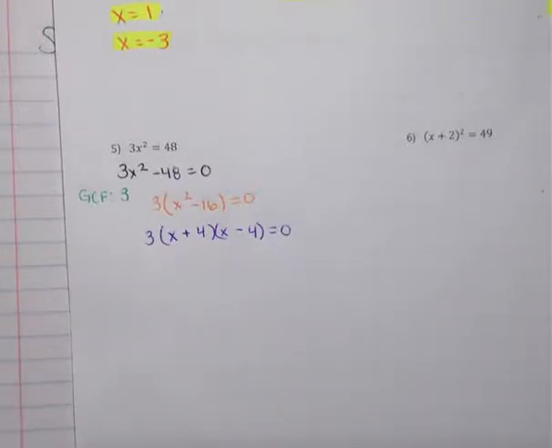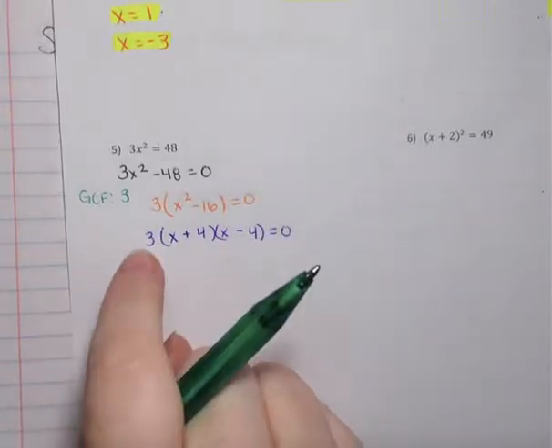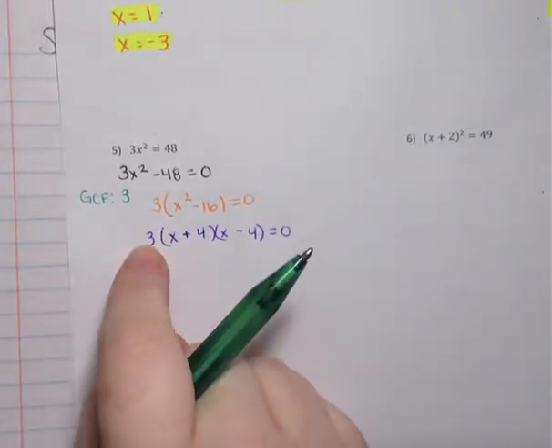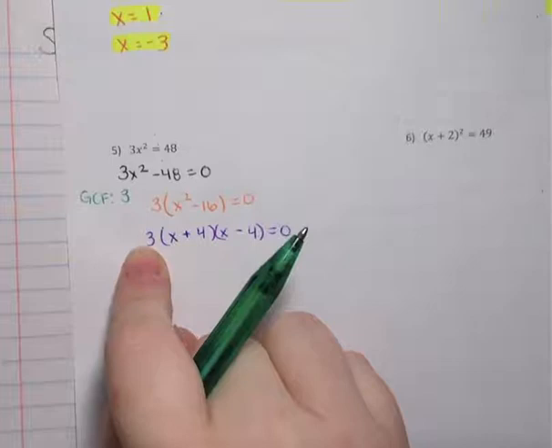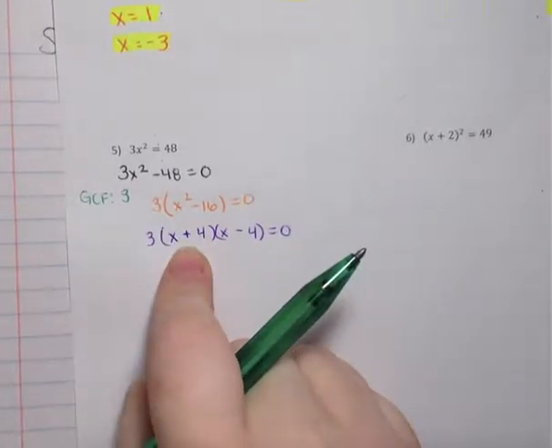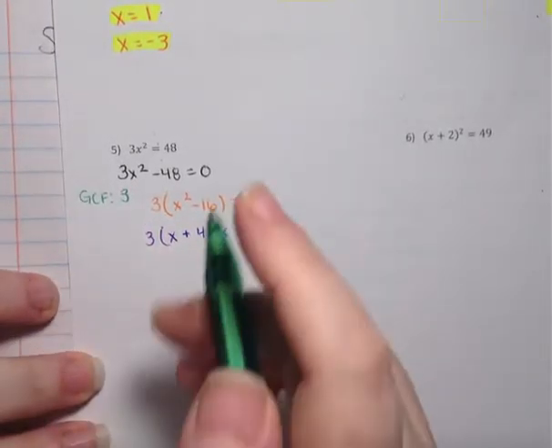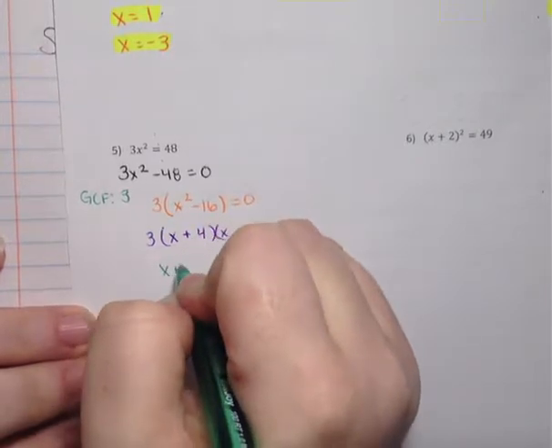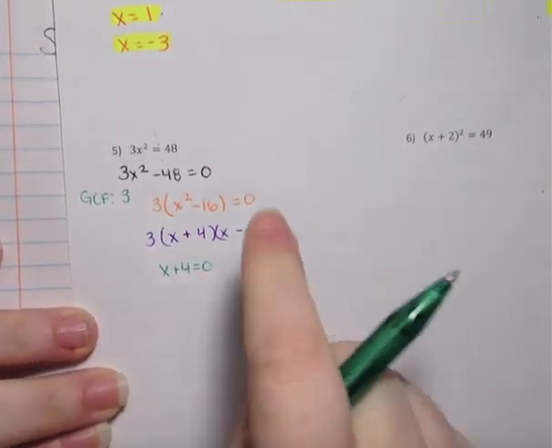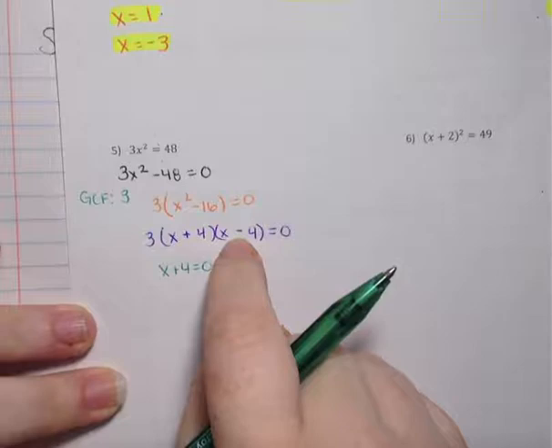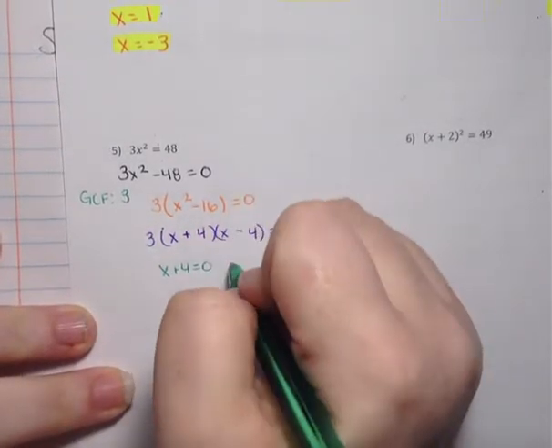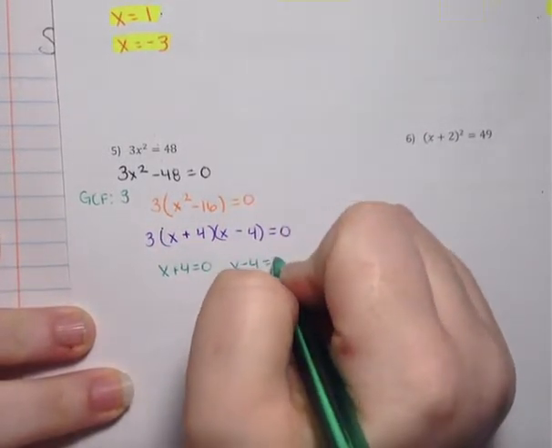Now we need to solve this. Any expression that has a variable, we set it equal to 0. The first expression of 3 does not have a variable, so we go to the next one. The next expression of x plus 4 has a variable, so we take that and set it equal to 0. X plus 4 equals 0. The last expression, x minus 4, has a variable. We set it equal to 0. X minus 4 equals 0.